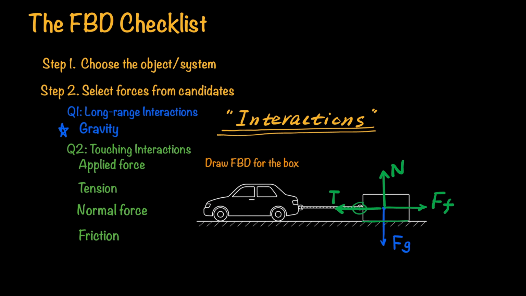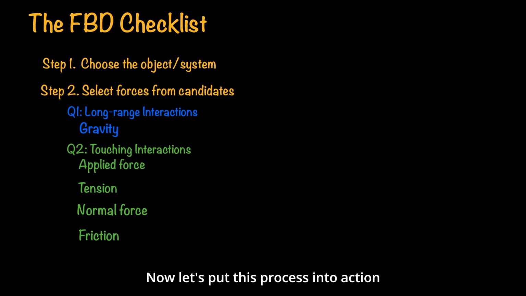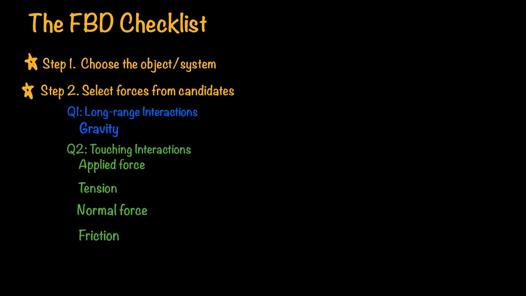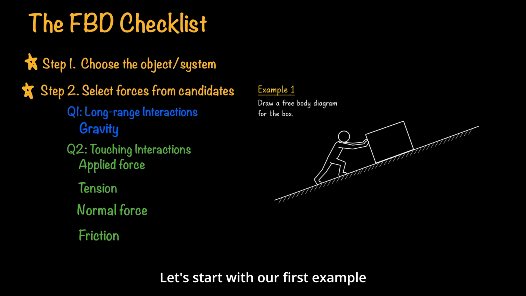Notice what I'm doing. I'm not inventing arrows. I'm identifying interactions and selecting the matching forces. Now let's put this process into action. We'll work through 3 different examples, and you will see that even though the situations look different, the process stays exactly the same. For every example, we'll do the same 2 steps. First, choose the system, and then identify the interactions and select the matching forces. Let's start with our first example.